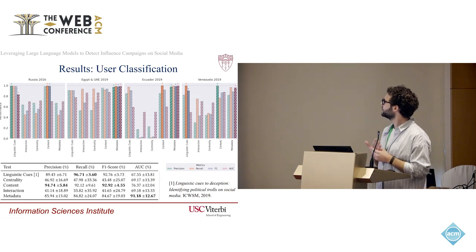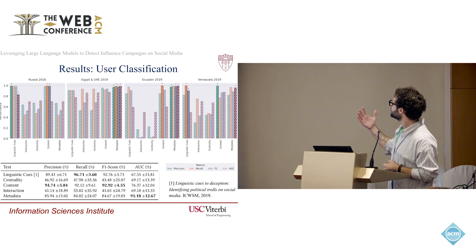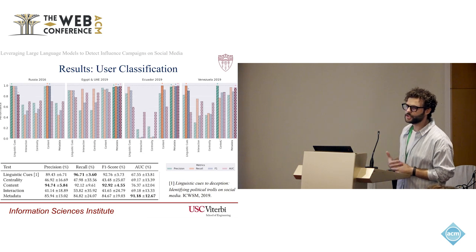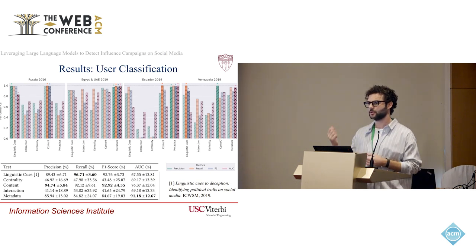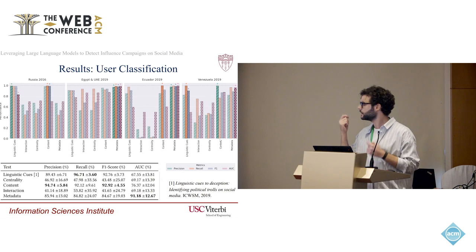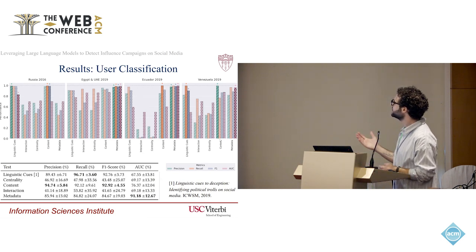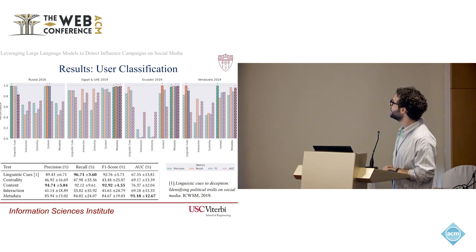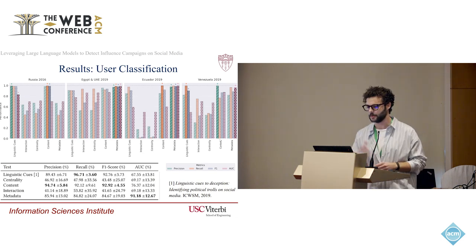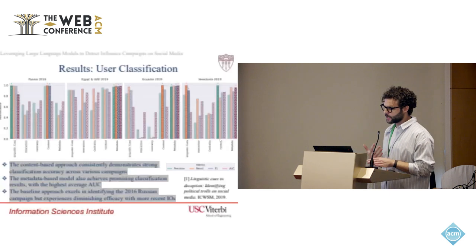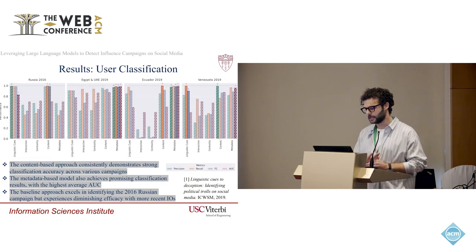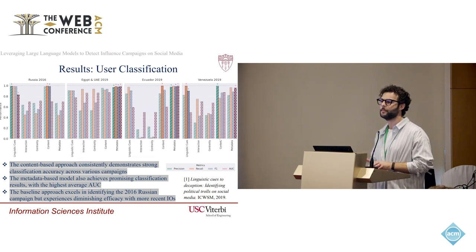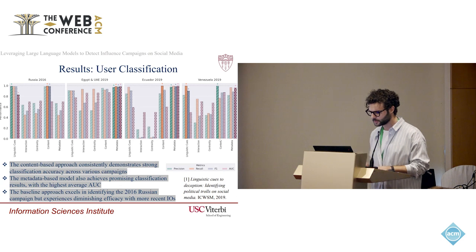But what we notice, and most importantly, is that the linguistic cues worked perfectly, or almost perfectly, in the context of the Russian 2016 election, a less recent influence campaign. But it experienced diminishing efficacy with newer and more recent campaigns, like the ones from 2019 onwards, from Egypt, Ecuador, and Venezuela, showing therefore the potential of LLMs to adapt better to unseen and new campaigns. I think this is what I just said.